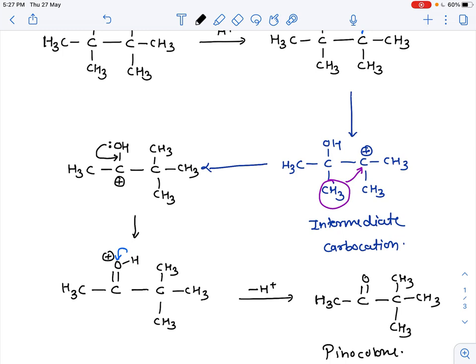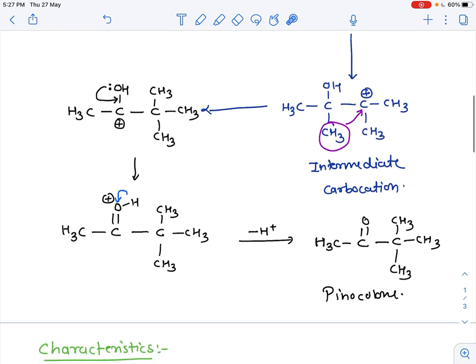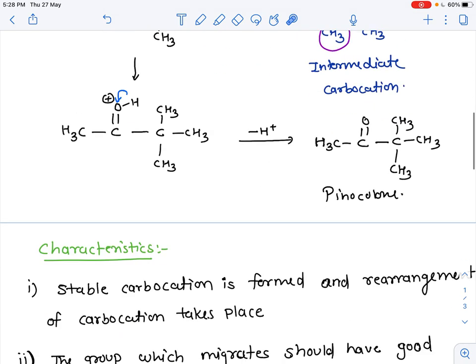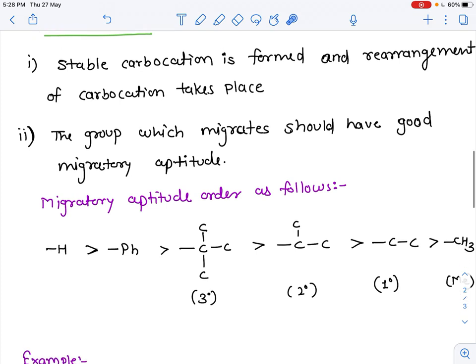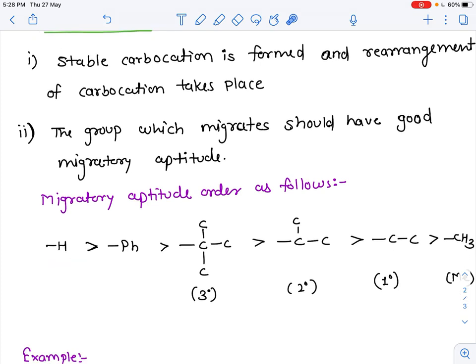So this is the one thing. Now the important characteristics of this reaction: an intermediate carbocation is formed, so there should be a stable intermediate. Clear or not? Okay, migration is taking place, so the migratory aptitude of the group which is going to be migrated should be good. Clear or not? Here I have written all those characteristics, you can check it. Clear? The migratory aptitude order I have written here. The highest migratory aptitude is shown by hydrogen, then phenyl, then tertiary alkyl, then secondary alkyl, then primary alkyl, and the least is for the methyl group.